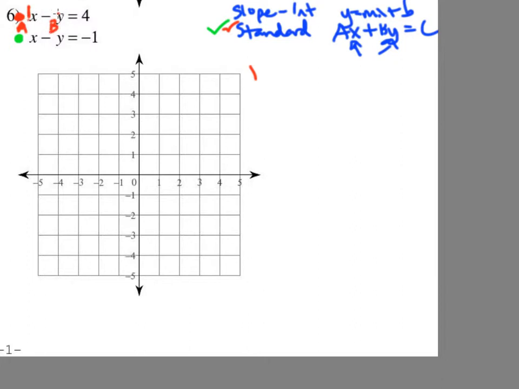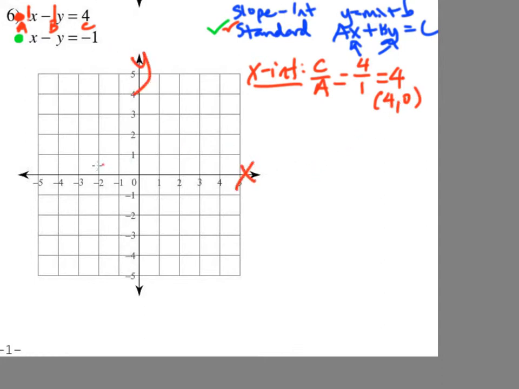What is our B? What's in front of y? Well, that's also a 1, but it's a negative 1. And then here's our C. So our x-intercept would be C over A. So that's going to be 4 over positive 1. 4 divided by 1 is just 4. So our x-intercept is the coordinate 4, 0. Let's go ahead and label that. So we got the x-axis here, the y-axis here, 4, 0. That would be right there.